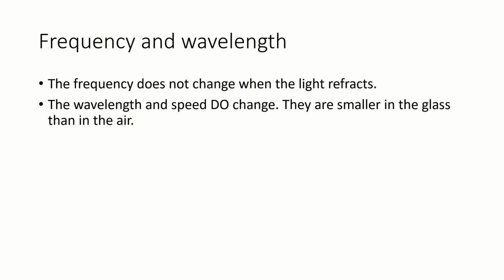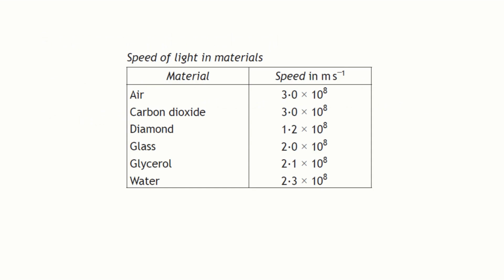In the glass, the speed, the wavelength, and usually the angle are always smaller than in the air. If you're ever curious about whether light will speed up or slow down as it moves from one material to another, please remember that you've got this table at the beginning of every assessment and it's got the speed of light in materials and that'll tell you.